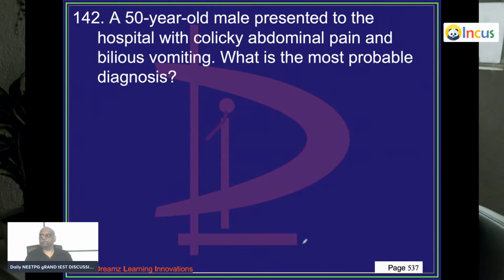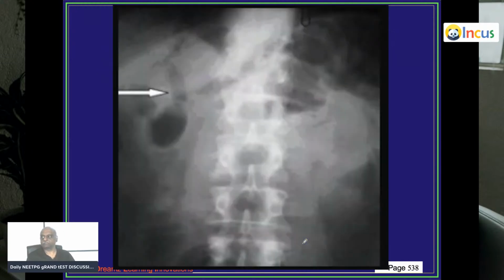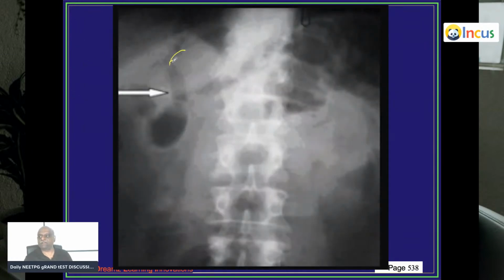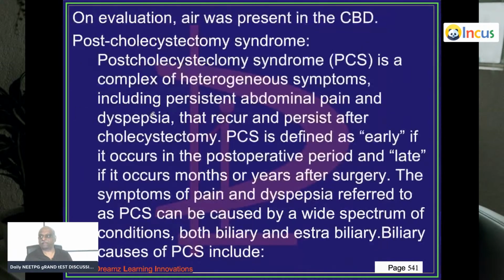A 50-year-old with colicky abdominal pain with bilious vomiting, what is the most probable diagnosis? Gallstone ileus. Beautiful. Because there is a gas in the portal, we know it is passing through that.